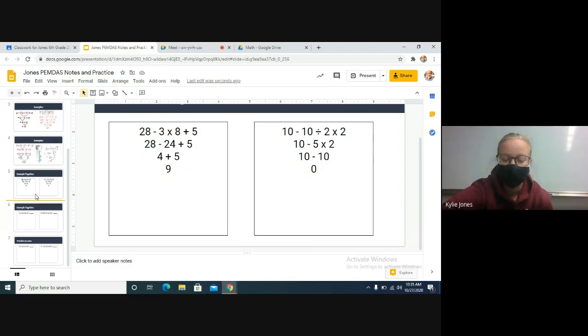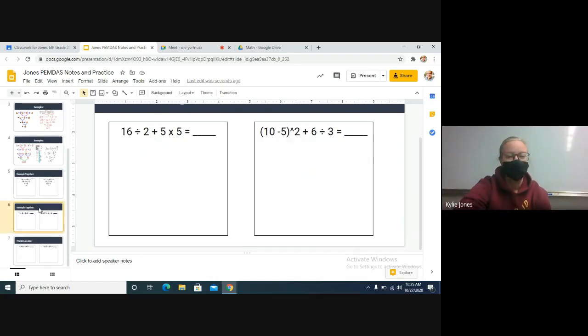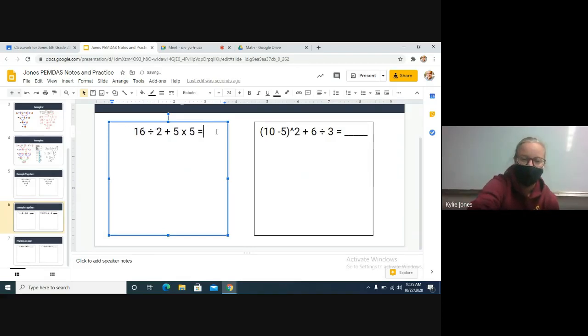All right, let's look at this next one. Okay, I'm going to get rid of the equals thing again because I don't like that. So this time, again, do we see any parentheses? Nope. What about exponents? Nope. What about multiplication and division? Yep. So we need to do our division and multiplication. It doesn't really matter the order on this one, so let's do our multiplication first.